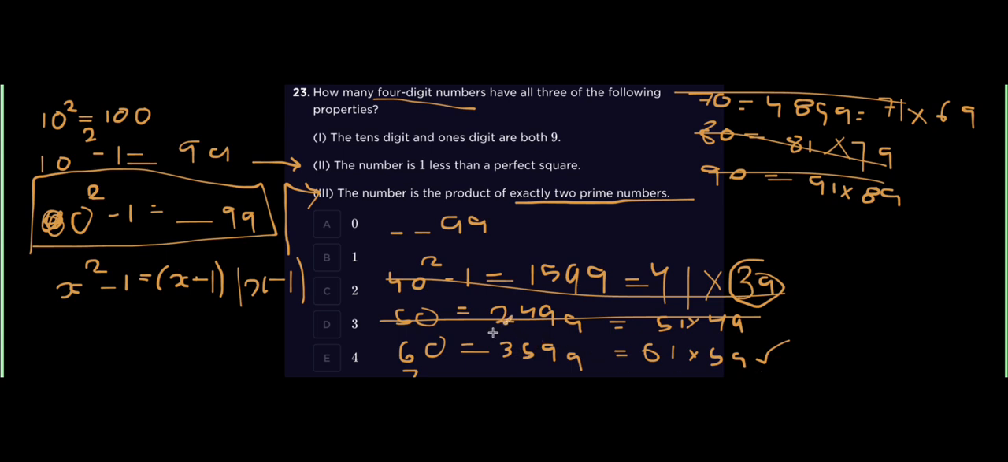So only one 4-digit number satisfies these conditions. That's 3599, and only one satisfies. So my answer is B.